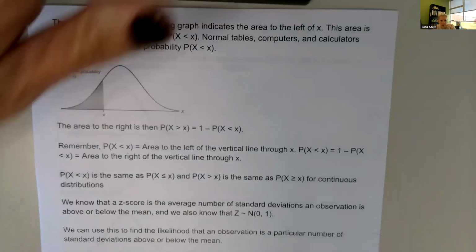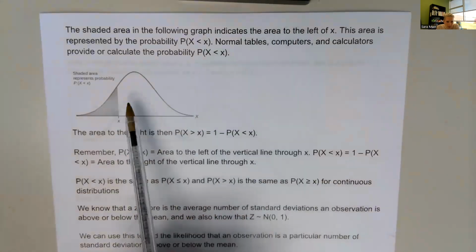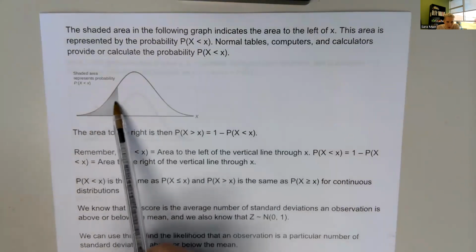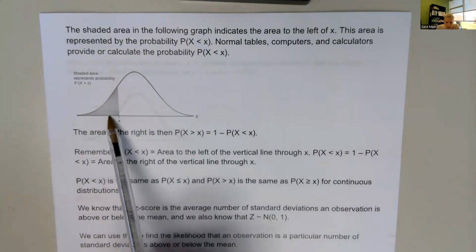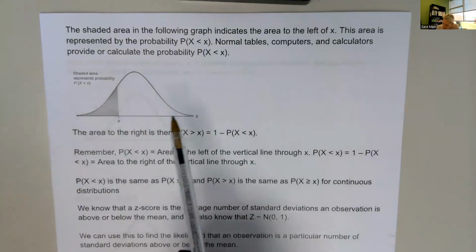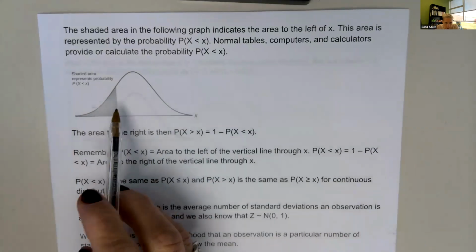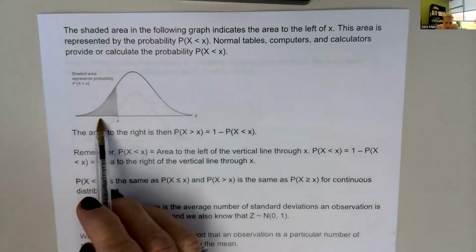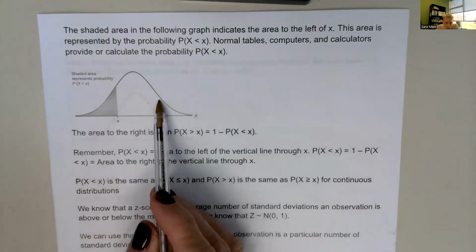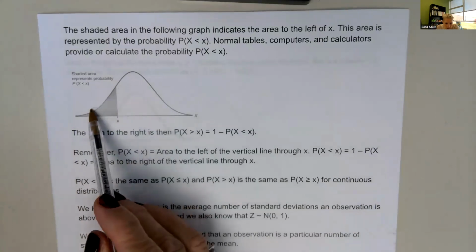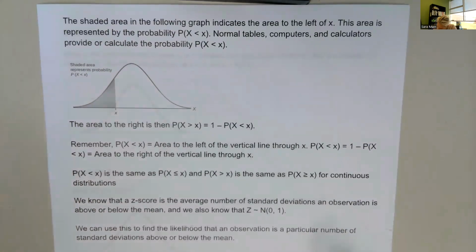So the shaded area in the following graph indicates the area to the left, or the probability that X falls below this value. We're also going to be using the complement, because sometimes we'll be talking about a left area, but we want to know about the right area. Sometimes we'll be given the right area, but we want to know about the left area. So we might have to use the complement to do that.